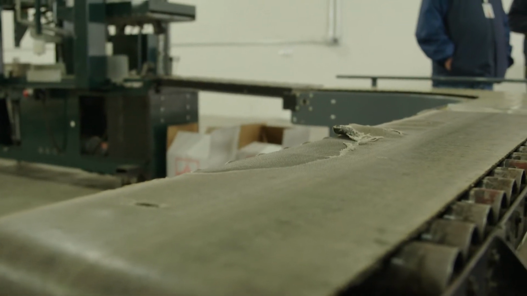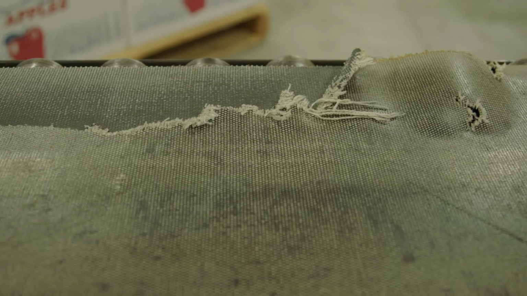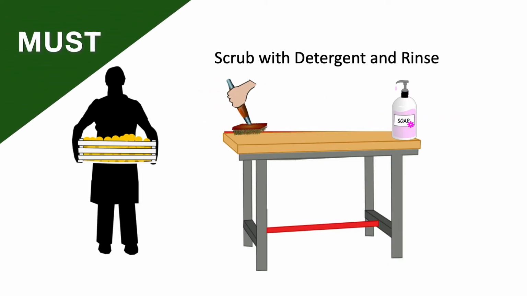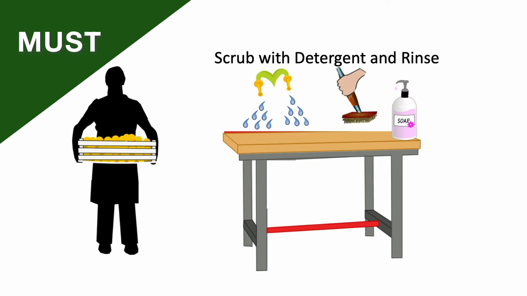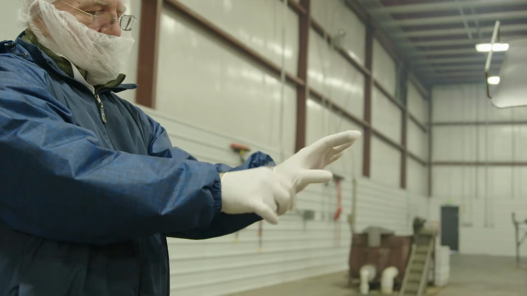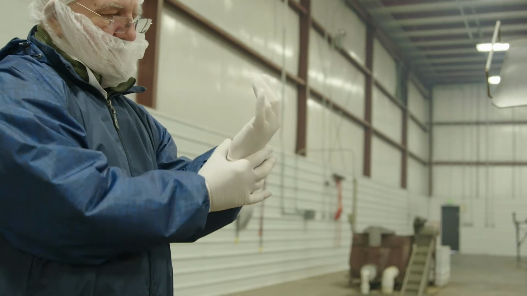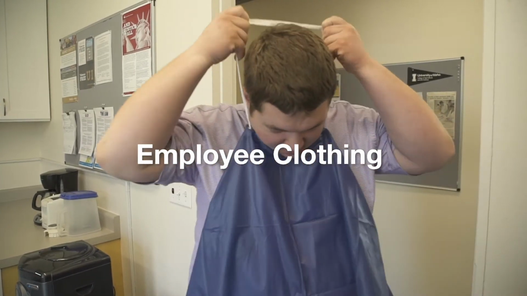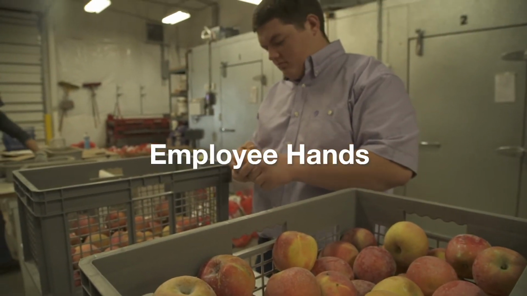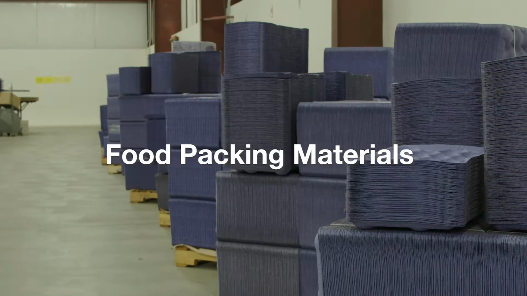When establishing a cleaning schedule, remember it is imperative that food contact surfaces be cleaned before they are sanitized. A dirty surface cannot be adequately sanitized. Debris must be removed before a sanitizer is applied. Other food contact surfaces to consider are employee clothing, food safety equipment such as gloves, employee hands, and food packing materials. Employee clothing can be a source of contamination to produce and considered a food contact surface in many situations.